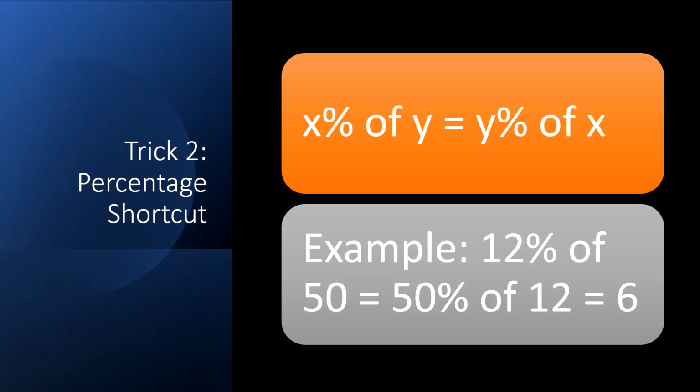Next is percentage shortcut. Remember, x percent of y is the same as y percent of x. For example, 12% of 50 is same as 50% of 12. Both equal 6. This saves time in exams.